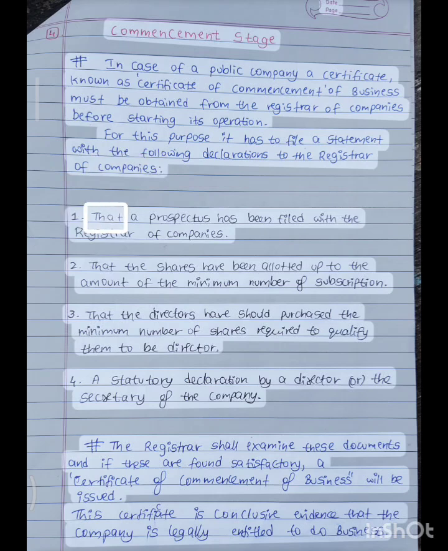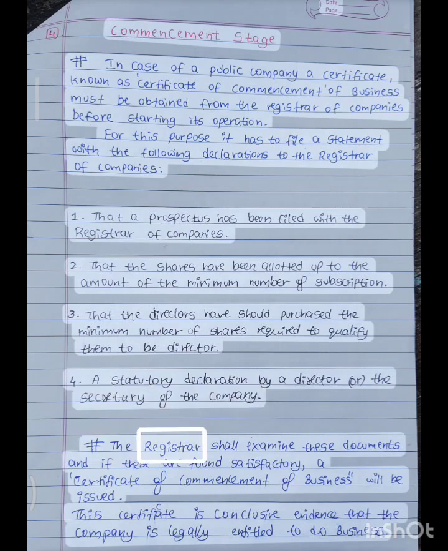1. That a prospectus has been filed with the Registrar of Companies. 2. That the shares have been allotted up to the amount of the minimum number of subscription. 3. That the directors should purchase the minimum number of shares required to qualify them to be director. 4. A statutory declaration by a director or the secretary of the company.